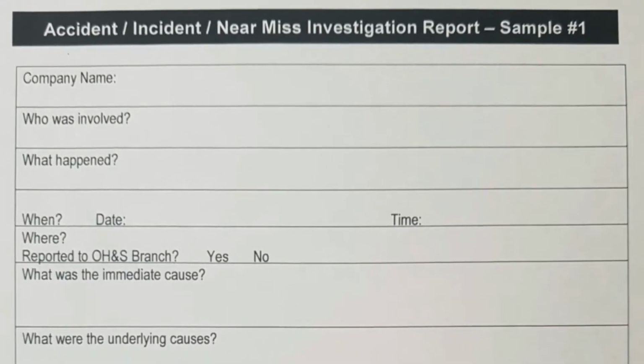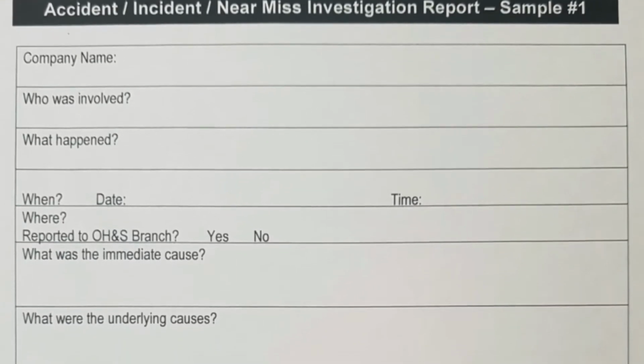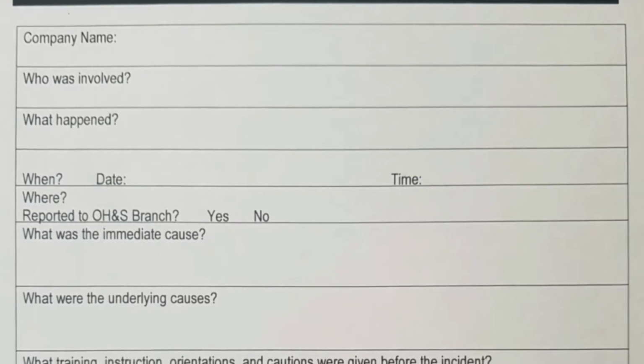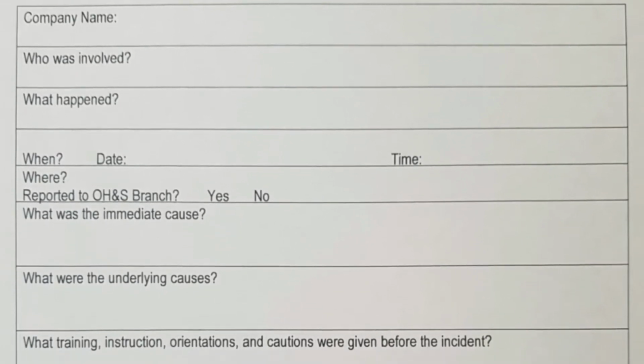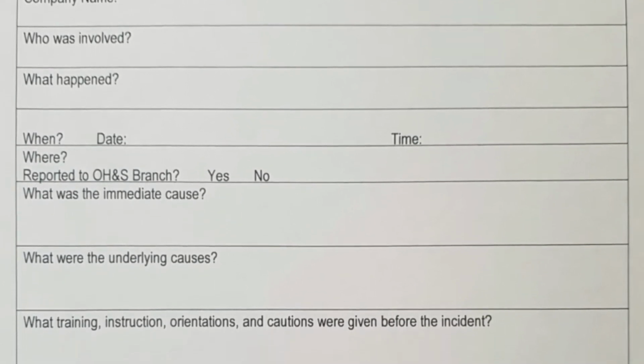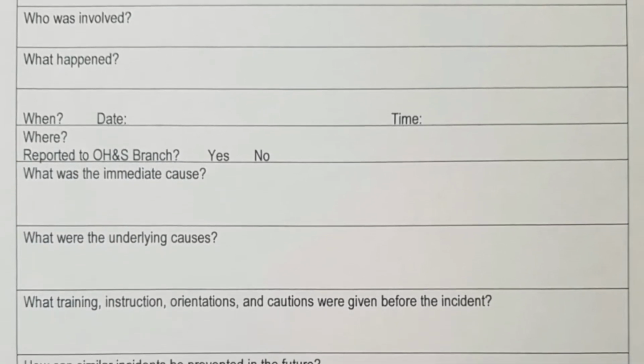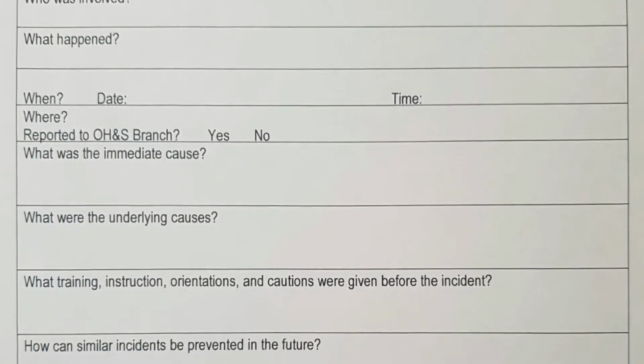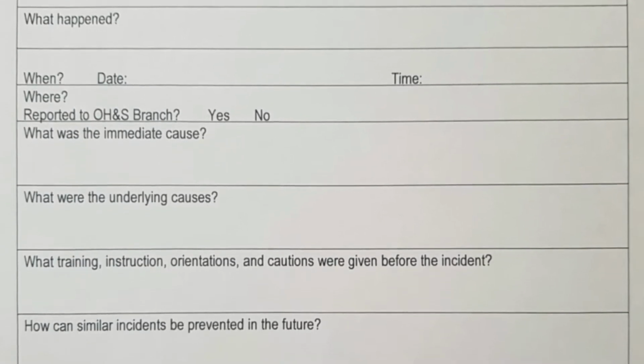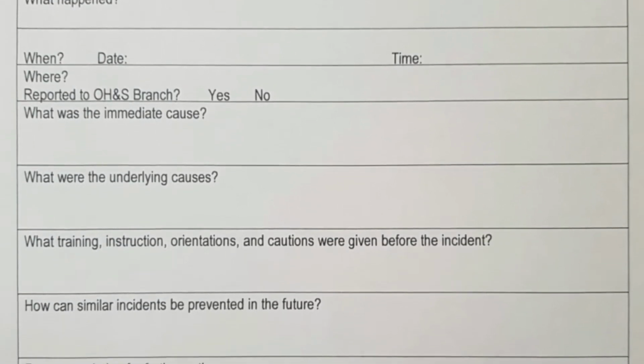So now I'm going to bring up on the screen some different examples. They're pretty basic, but they're just examples of what an incident report form will look like. This first form is about as basic as it gets. You put your company name, who is involved or injured, what happened, date, time, where it happened, and the location within your facility or job site. Writing down some of the immediate causes and maybe some underlying causes.